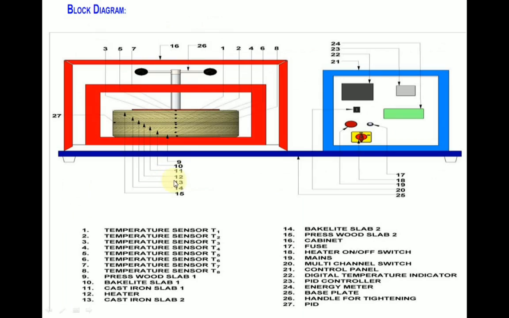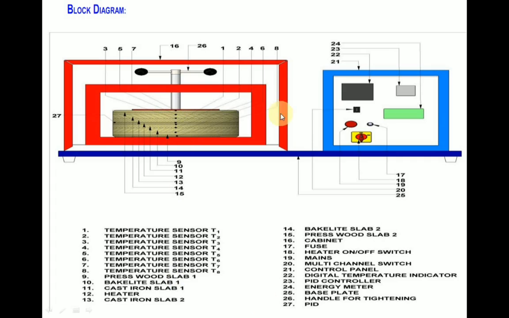Now this is a block diagram representation of the actual setup. The diagram which we saw now exactly resembles this one, but here it is not possible to distinguish between the plates. At the center we have the heater, above it there is cast iron, above cast iron there is a bakelite plate, and above bakelite there is a press wood plate. In the same manner the plates are arranged over here.